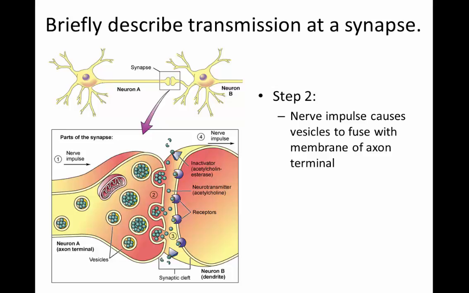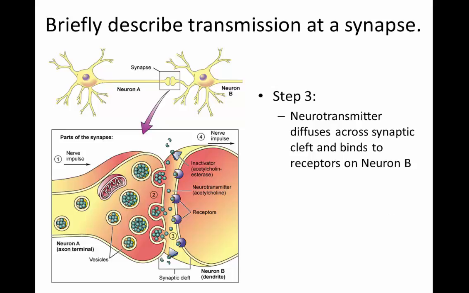Then step 2 is that that nerve impulse comes to the axon terminal, and as you can see here, there are a number of vesicles with neurotransmitter, a chemical that will transmit the signal from one neuron to the next neuron, in this case, or the next cell. And so step 2 is the nerve impulse actually causes those vesicles to come to the surface and fuse with the membrane of the axon terminal. The neurotransmitter is released into the synaptic cleft, which is the space between the two neurons in this case.